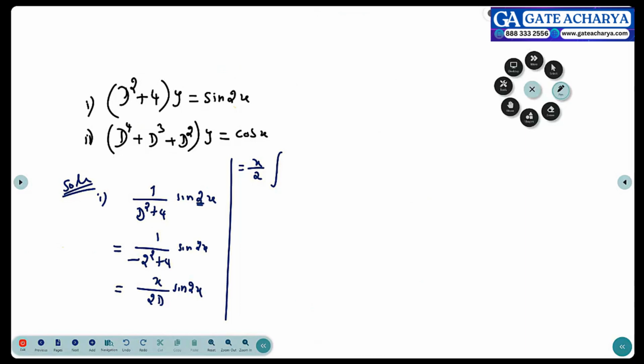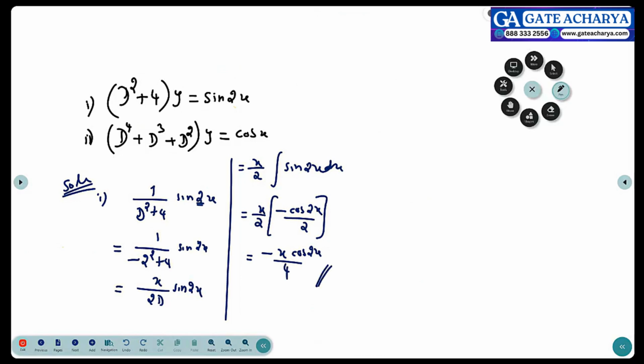So 1 by D of sine 2x, that is the integral of sine 2x dx. That is x by 2. The integral of sine is minus cos. Okay, minus cos 2x by 2. Therefore, the solution is minus x cos 2x by 4.